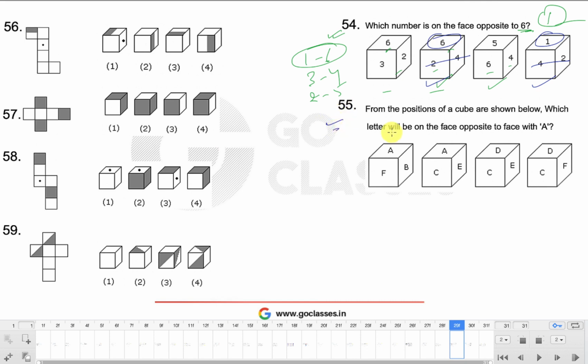Question number 55. Opposite to face A. So with this figure, C and E are common here. A and D are opposite to each other. So A is opposite to D.